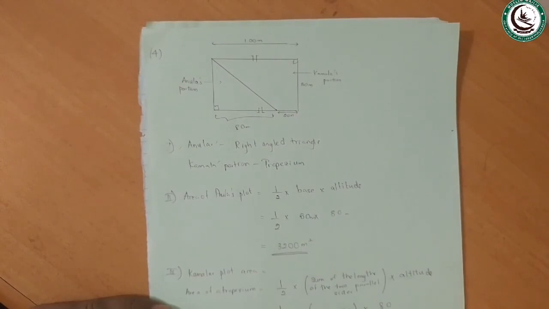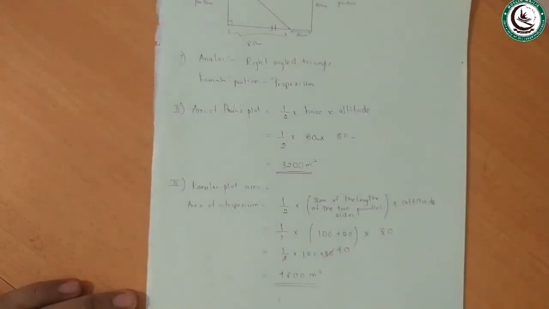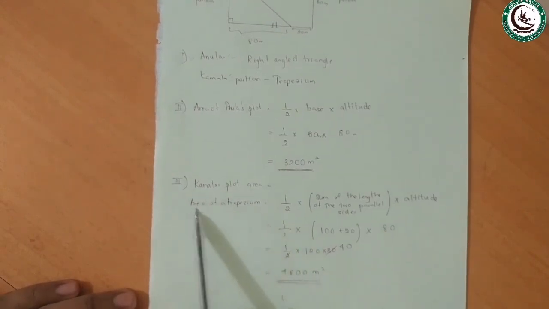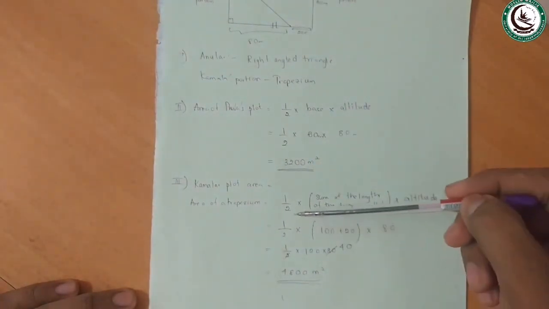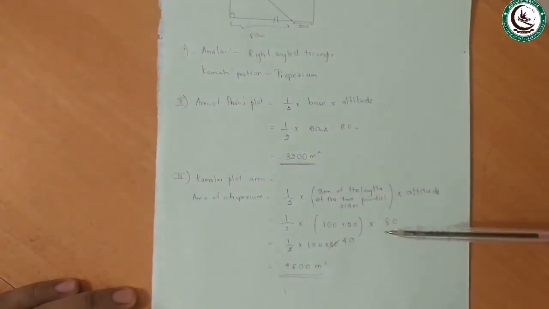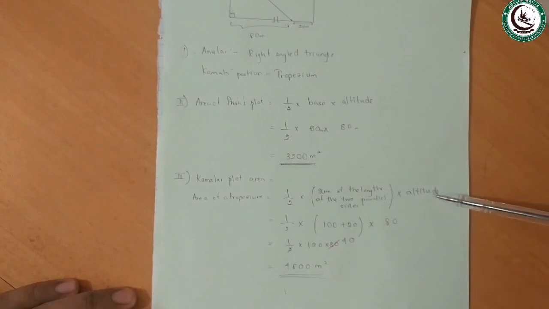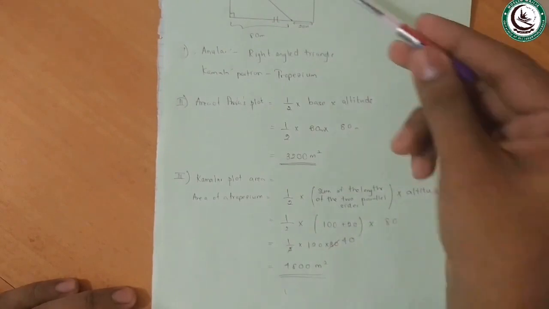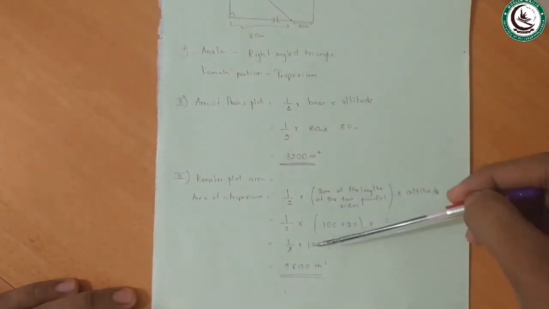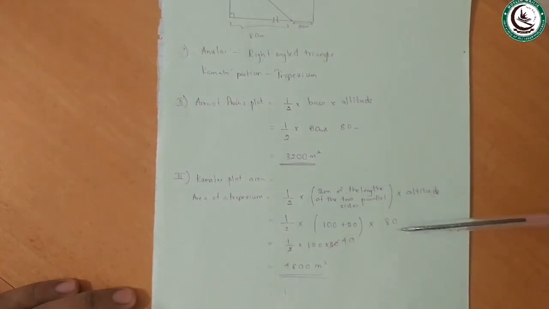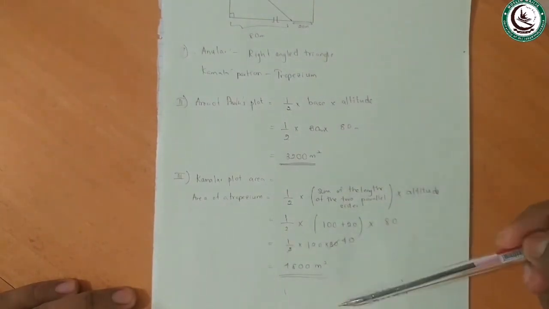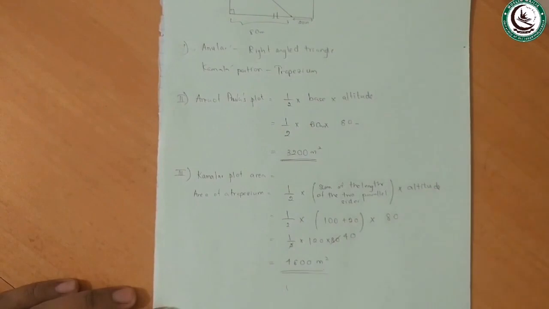4,800 square meters. Remember the units. Sorry, I think you could not have seen that part. So let me explain again. We need Kamala's plot area, which is a trapezium. The area of a trapezium is half into the sum of the lengths of the parallel sides multiplied by the altitude. The sum of the lengths is 120, and the altitude is 80. By simplifying, we get the answer 4,800 square meters.